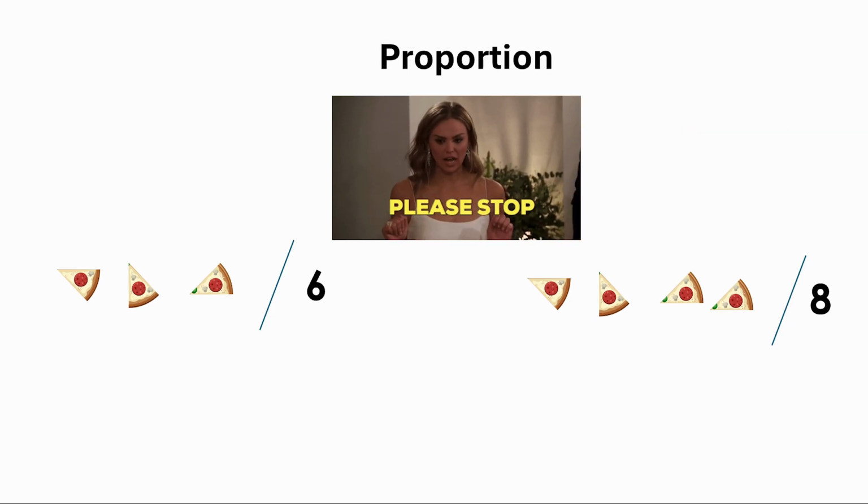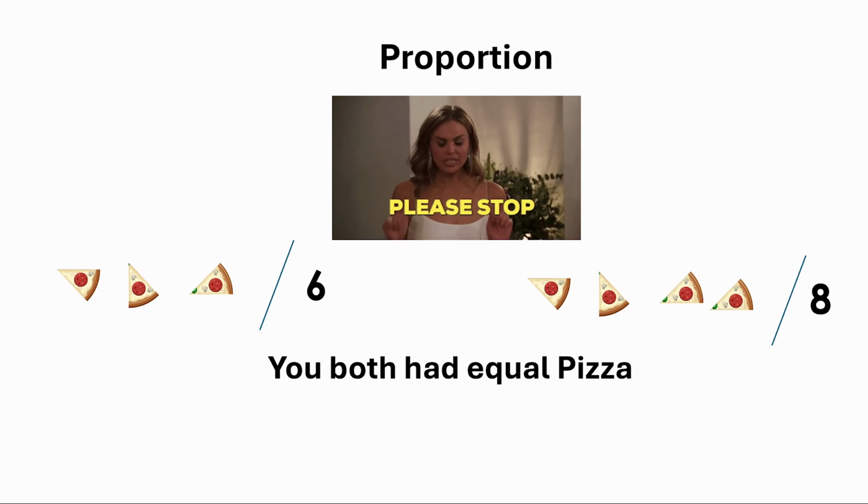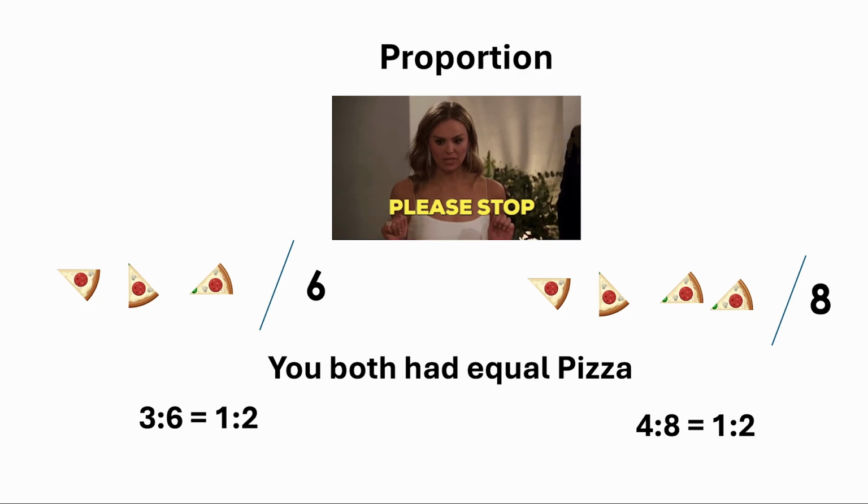Meanwhile, your mother comes and says, "Please stop this fight. You both had equal pizza." How? You had 3 slices out of 6, which means 1 is to 2. And you had 4 out of 8, which again means 1 is to 2. My learning is that next time I am going to cut the pizza in the same number of slices.